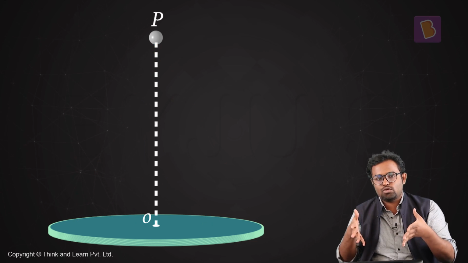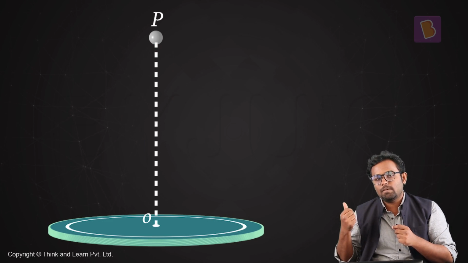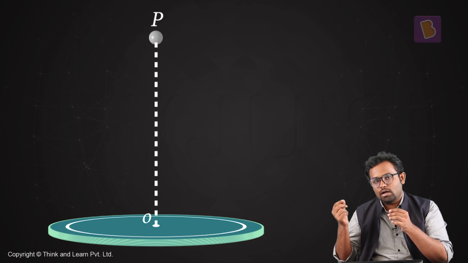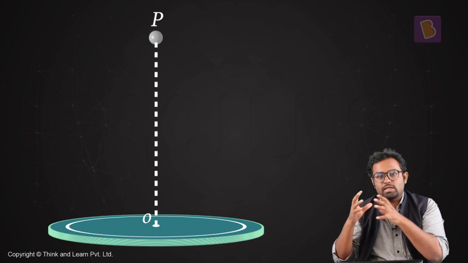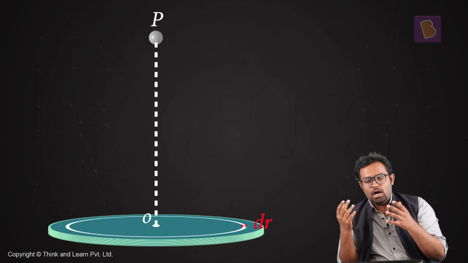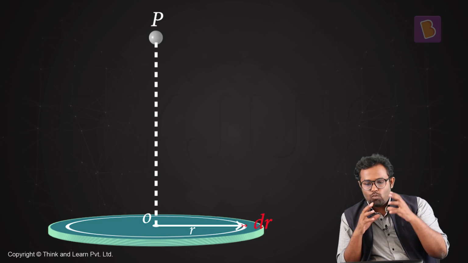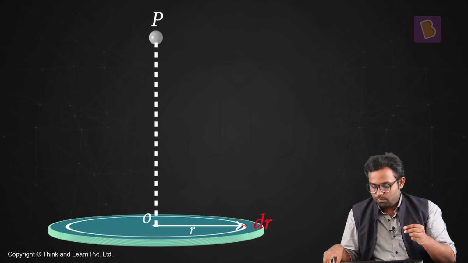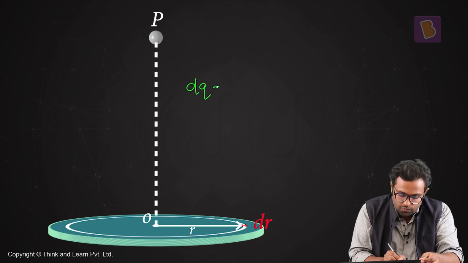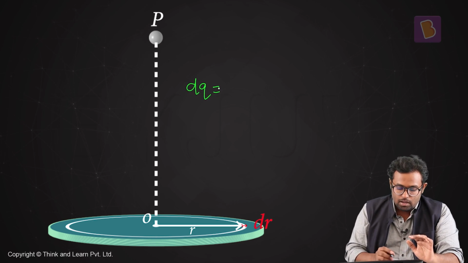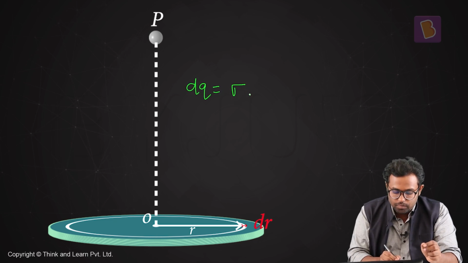So the logical thing is to break this disk into different rings, right? So if I take a ring-like element of infinitesimal thickness, and let's say the thickness is dr and it is at some radius small r from the center, right? Now what would be the charge in this ring? So the dq, the amount of charge on this ring, will be how much? So let's find that. The dq will be equal to the surface charge density, which is sigma, right, times the area of that ring.